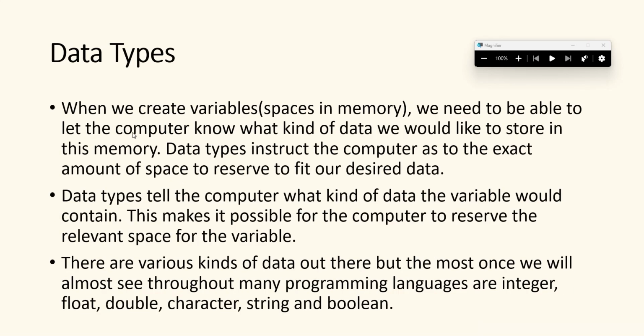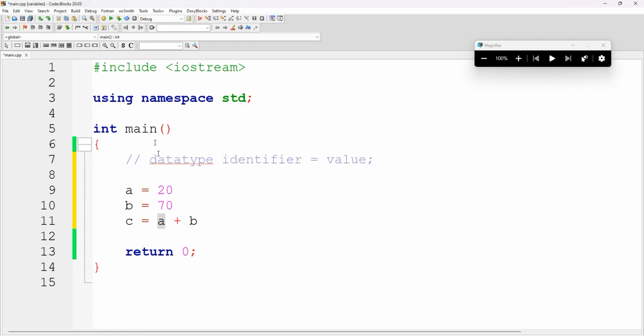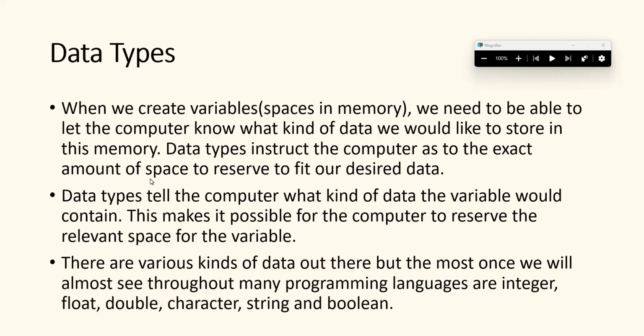And then we have another one we call data types. So if you check my formula here, you can see I have data type, identifier, and then what? Value. Okay, so let's look at data type. When we create variables, that is a space in memory, we need to be able to let the computer know the kind of data we are going to store. Data type therefore instructs the computer as to the exact amount of space to reserve to fit our desired data.